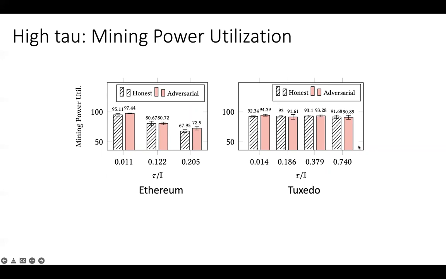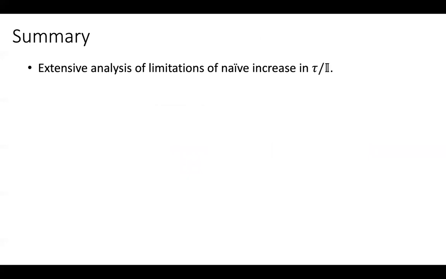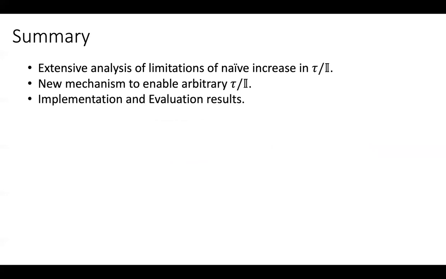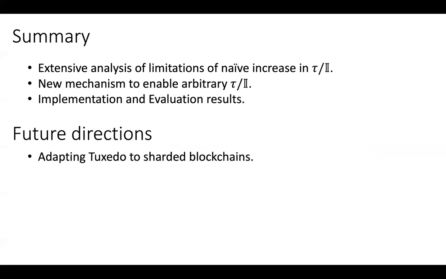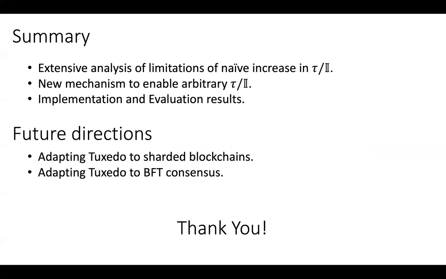We have many more results in the paper. In summary, we provide an extensive analysis of the limitations of naive increase of tau by i. We also provide a mechanism to enable arbitrary values of tau by i in proof of work blockchains. We have an implementation and extensive evaluation results in the paper. Future directions to improve or extend Tuxedo will be to adapt Tuxedo for sharded blocks and adapt Tuxedo for BFT consensus. Thank you.